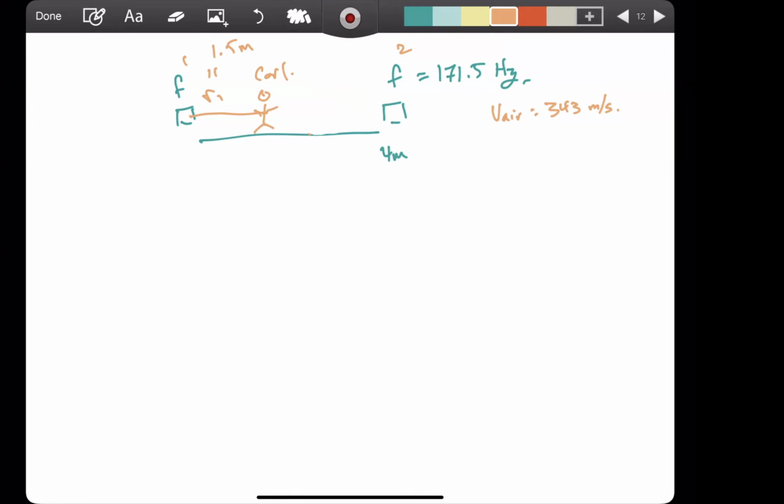So how would we do this problem? Well, let's first look at the path length difference. Let's call this distance here R2. R2 is the same thing as 4 meters minus 1.5 meters, which is 2.5 meters, right? So R2 is greater than R1. So delta D is equal to R2 minus R1, which is 2.5 meters minus 1.5 meters, which is simply 1 meter. So the path length difference is 1 meter.